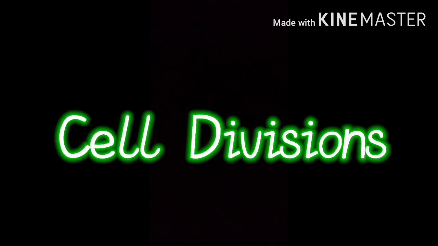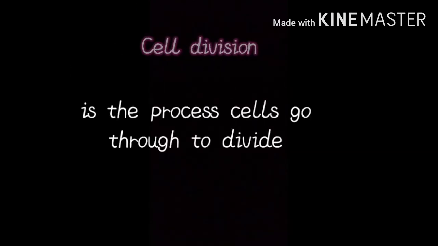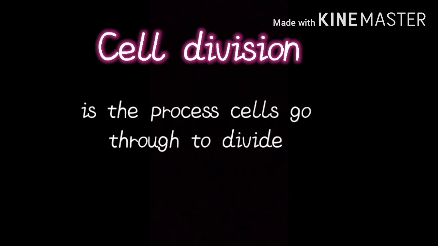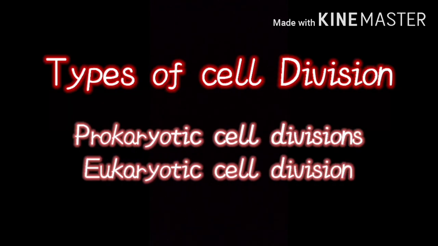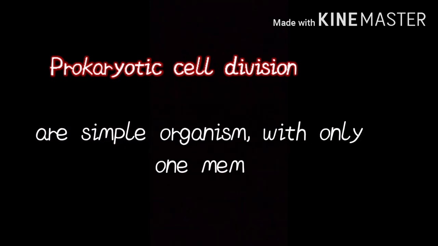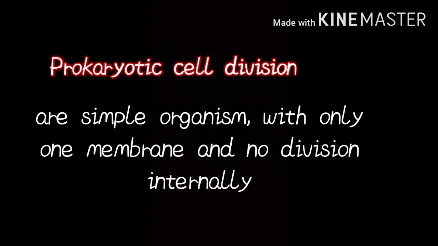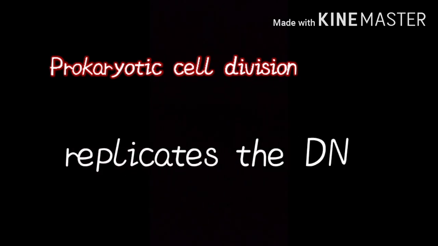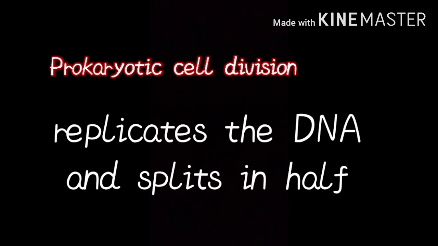Cell division. Cell division is the process cells go through to divide. There are two types of cell division: prokaryotic cell division and eukaryotic cell division. Prokaryotic cell division. Prokaryotes replicate through a type of cell division known as binary fission. Prokaryotes are simple organisms with only one membrane and no division internally. Thus, when a prokaryote divides, it simply replicates the DNA and splits in half.